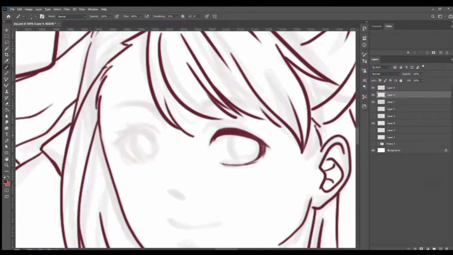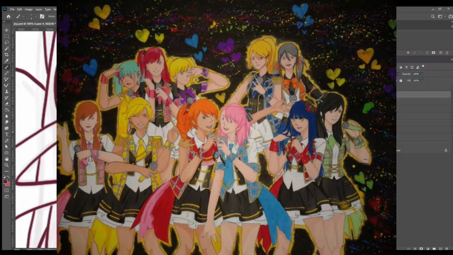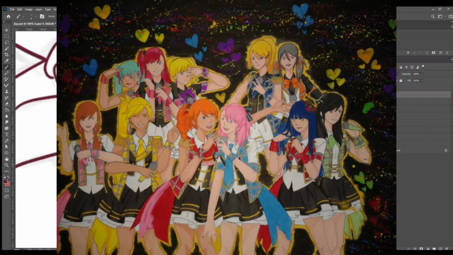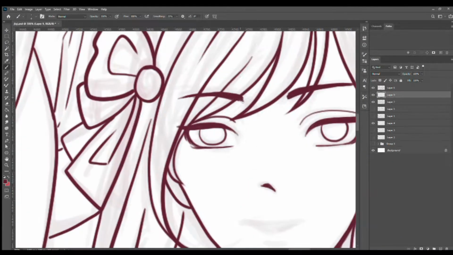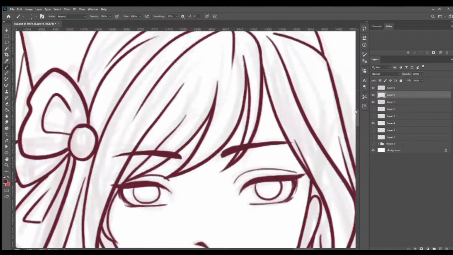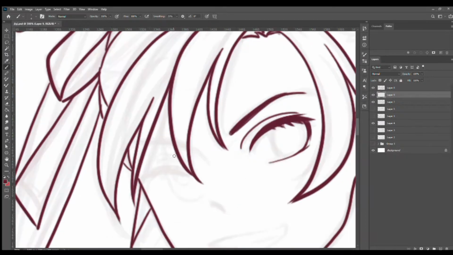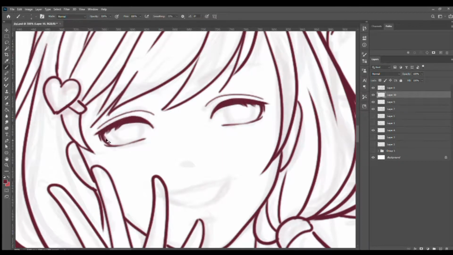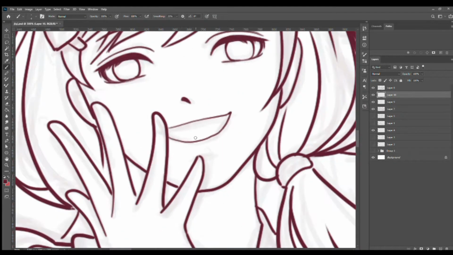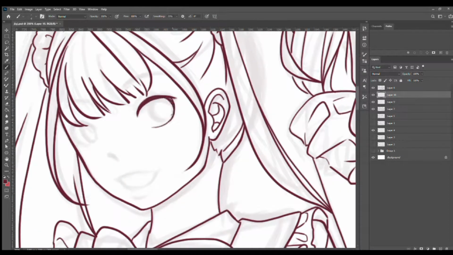Hey guys, so this is a redraw of my old drawing back in the year 2012 or 2013, showing the main OCs that I made throughout my high school years. This redraw was suggested by an acquaintance in my IG account. You can check that out, it's in the description. And I wanted to share how I make my characters.